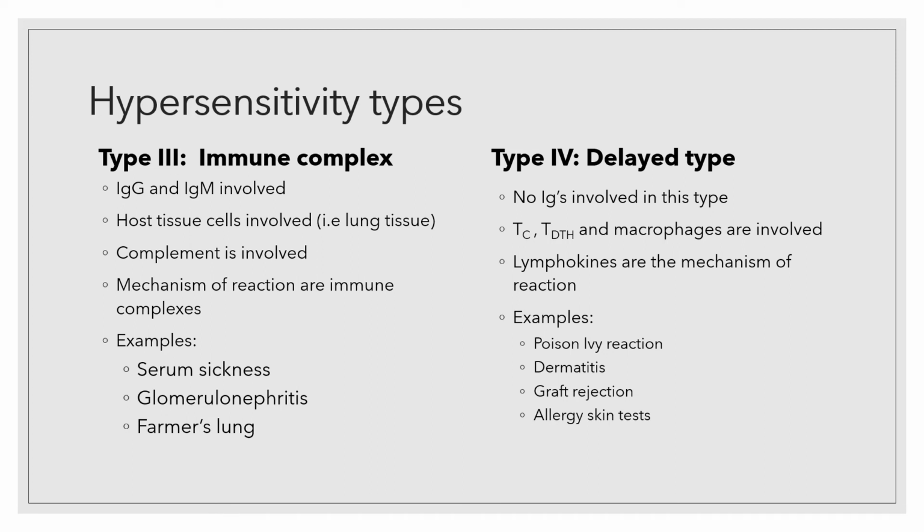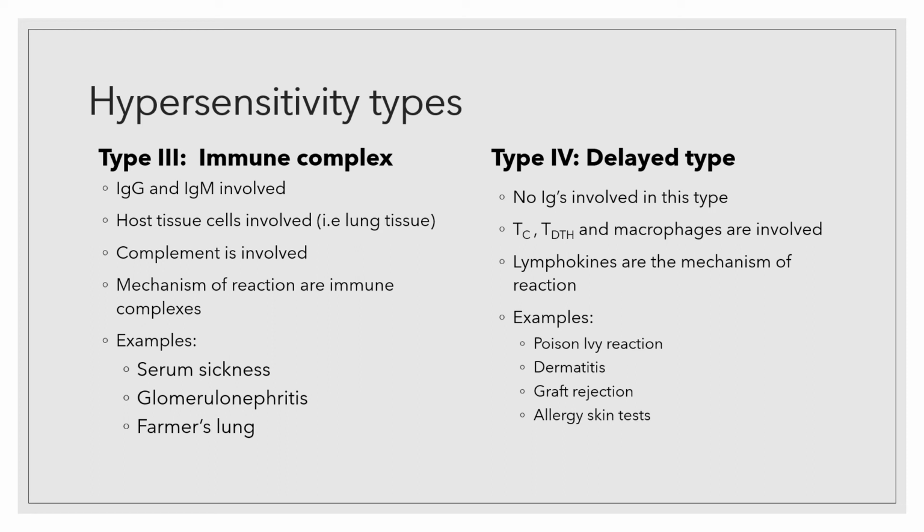Okay, let's go ahead and talk about type 4 delayed type hypersensitivity. This is also known as cell-mediated hypersensitivity. So there's no immunoglobulins involved. The class 4 hypersensitivity is mediated by the link between T cells, monocytes, and macrophages.